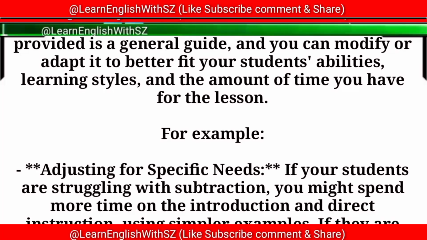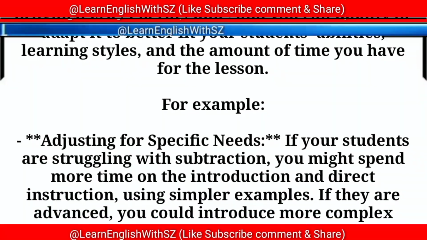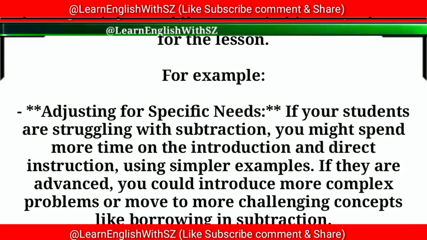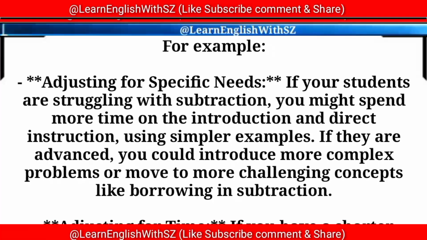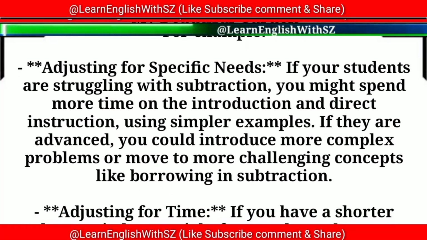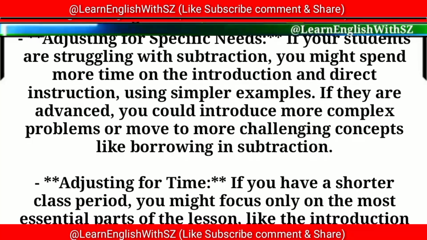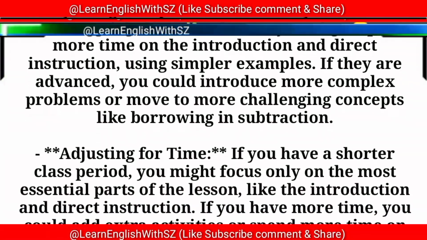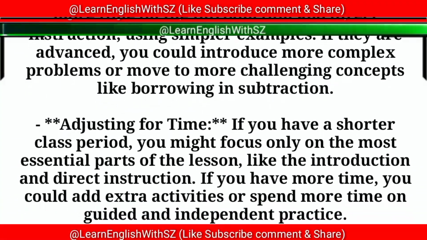If your students are struggling with subtraction, you might spend more time on the introduction and direct instruction, using simpler examples. If they are advanced, you could introduce more complex problems or move to more challenging concepts like borrowing in subtraction. Adjusting for time: if you have a shorter class period, you might focus only on the most essential parts of the lesson, like the introduction and direct instruction.